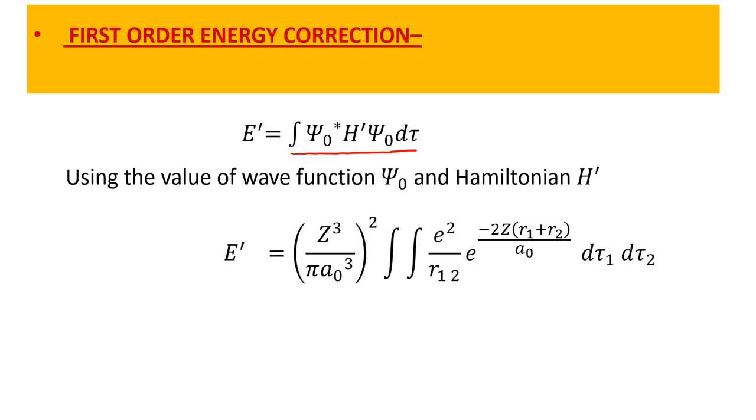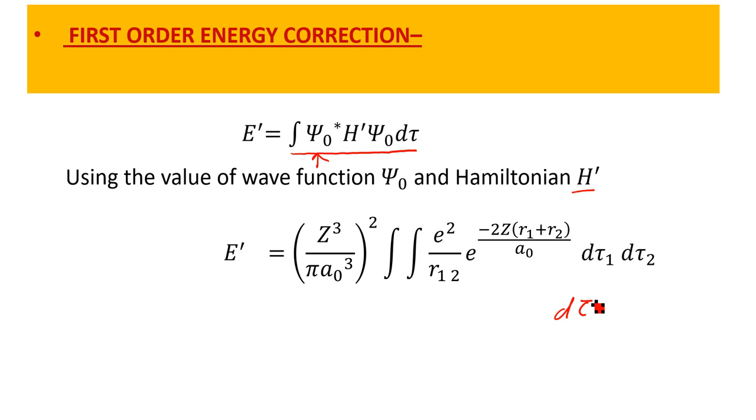Now calculate the first order energy correction with the theory of perturbation. E dash is equal to the integral of psi naught star H dash psi naught d tau. So E dash is equal to psi naught star, with the value of psi naught substituted from the last equation, and the Hamiltonian H dash equal to e squared upon r12, and d tau. d tau is the volume element.